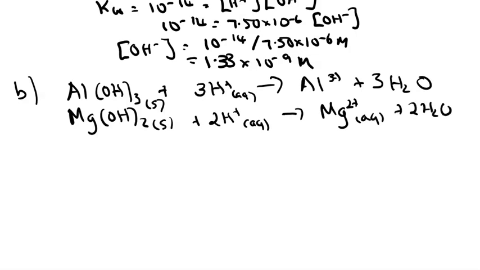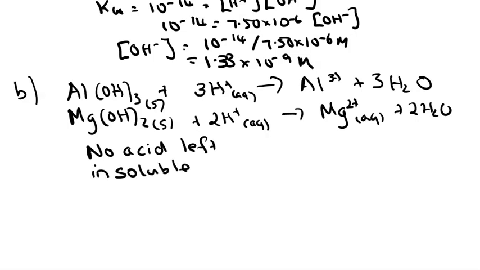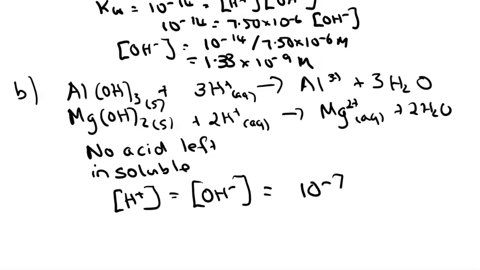So, because they'll only dissolve in the acid, as soon as there is no acid left, they are insoluble. So the hydrogen ion concentration at this point would equal the hydroxide ion concentration, which would be equal to 10 to the negative 7 molar.